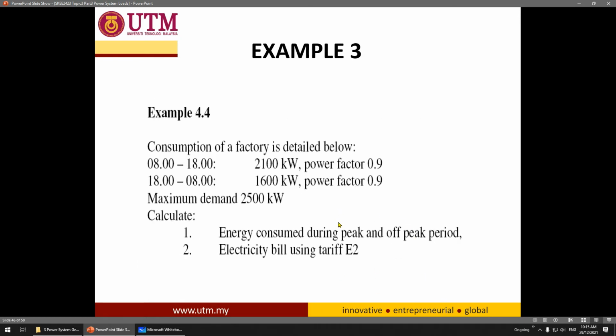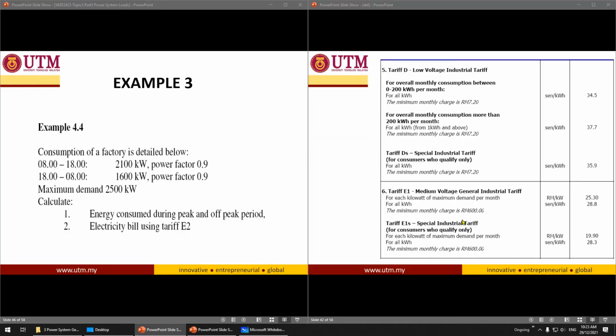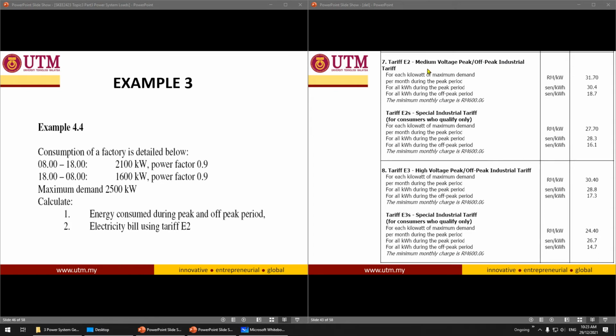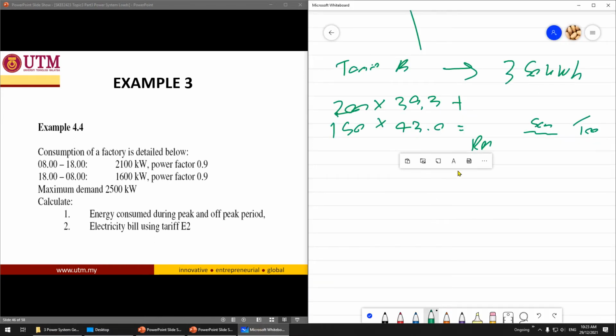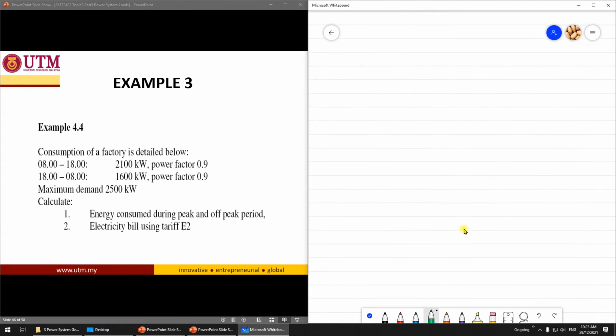Okay, another example. We look at another example. This is for the E2 tariff, which is, where is it? This one, the medium voltage industrial tariff. This one is actually much more complicated, so let me clear this up first.